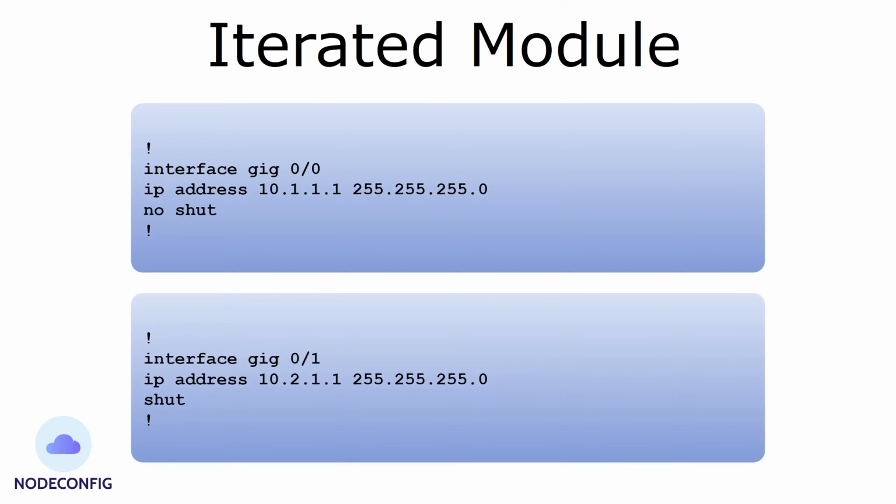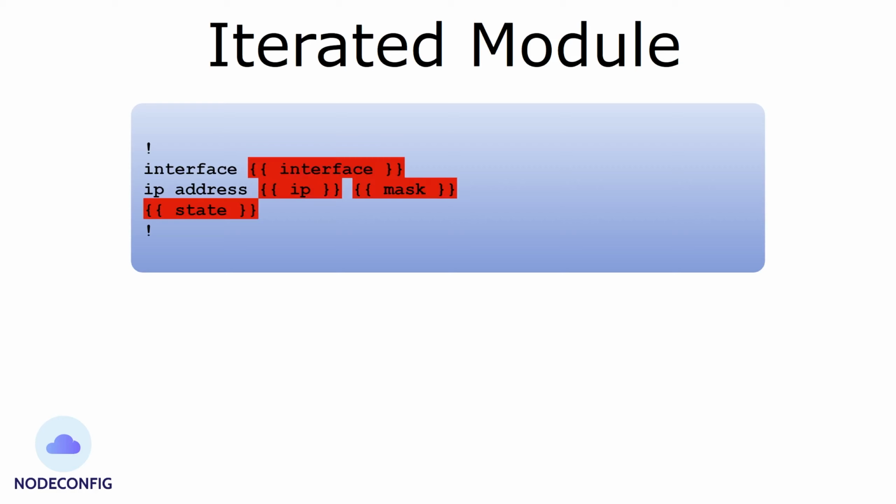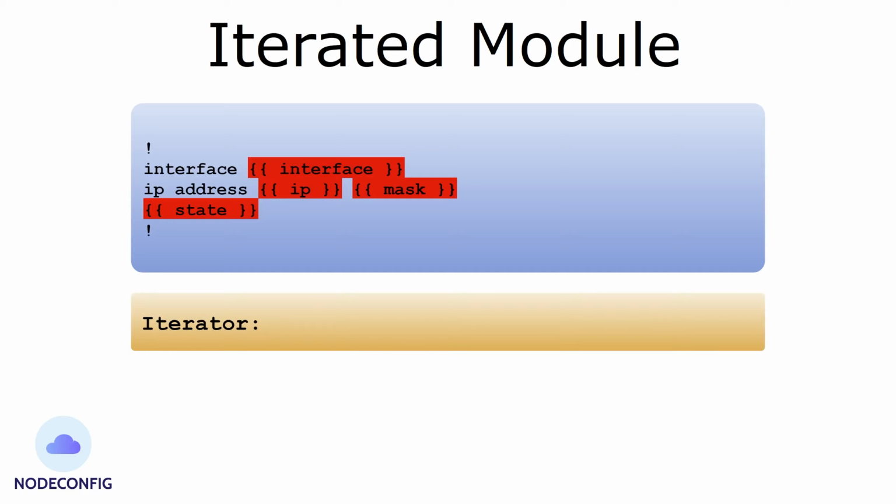To begin constructing the module, we follow the simple steps. Define the commands and identify the variables. Next, we have to understand the concept of the iterator. The iterator is a name given to the list of parameters that we pass into the Jinja 2 template. For interface configuration, we will simply use interfaces as our iterator.